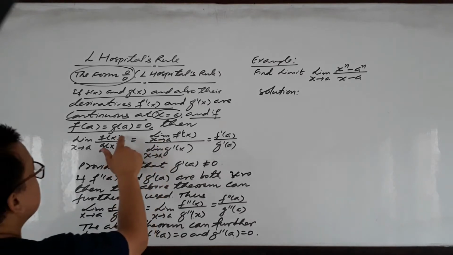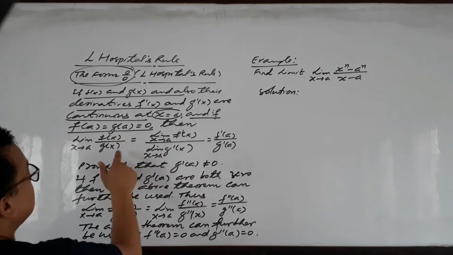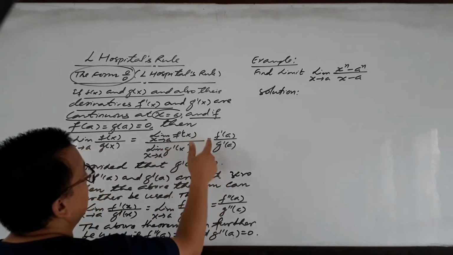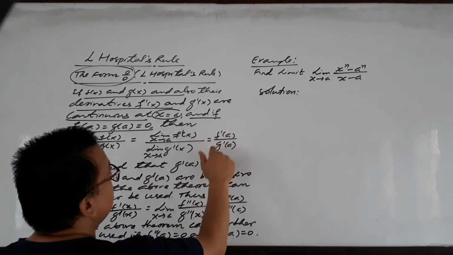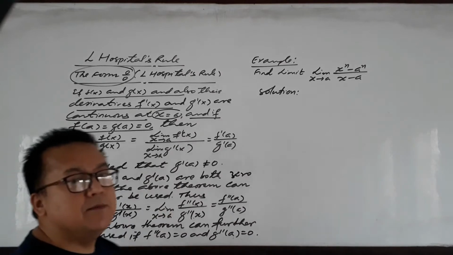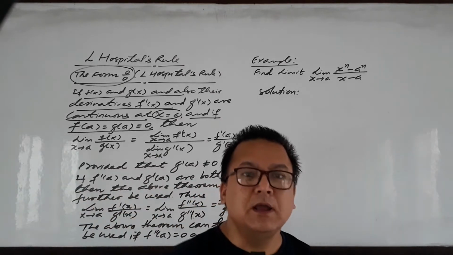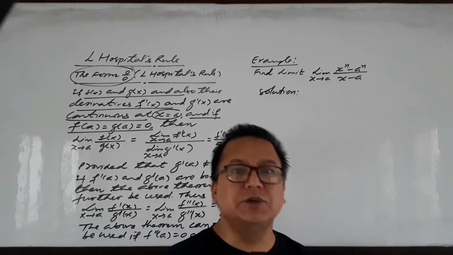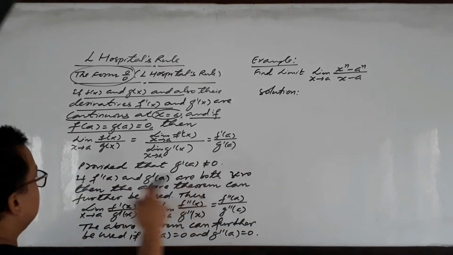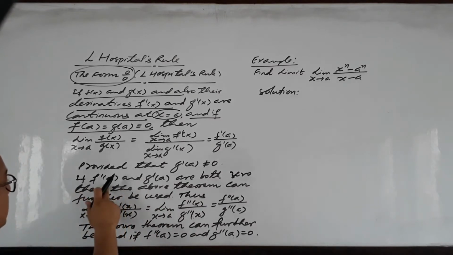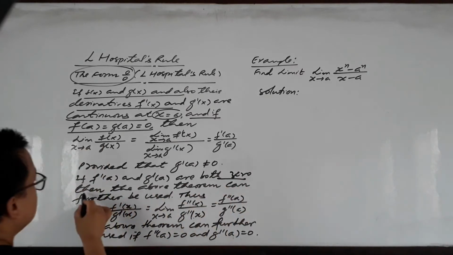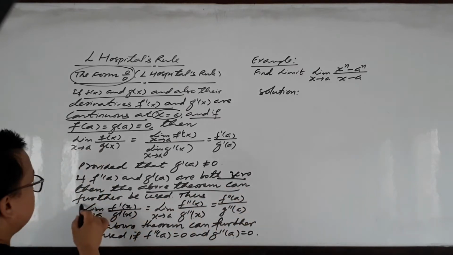Here you need to find the derivative of the numerator, and then the derivative of the denominator, and then you can find f prime of a over g prime of a, provided that g prime of a is not equal to 0. If both are again 0, f prime of a equals 0 and g prime of a equals 0, then again we can use this theorem. If f prime of a and g prime of a are both 0, then the above theorem can further be used.